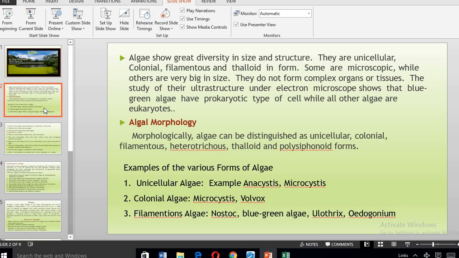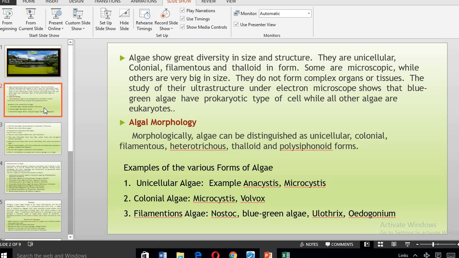The algal morphology. When we talk of morphology, morphology just refers to the outward appearance. How is something appearing outwardly? Now, morphologically, we can distinguish algae as being either unicellular, colonial, filamentous, heterotricus, thalloid, or polysyphonoid.